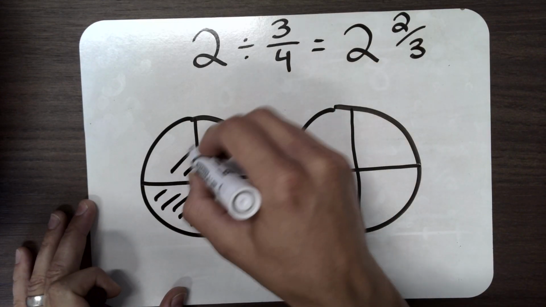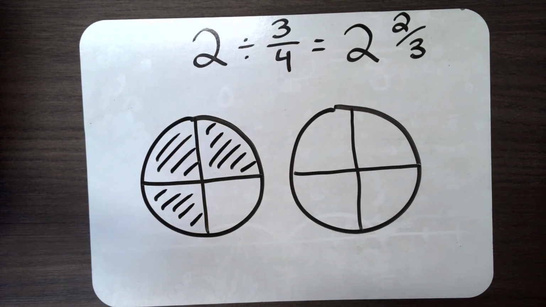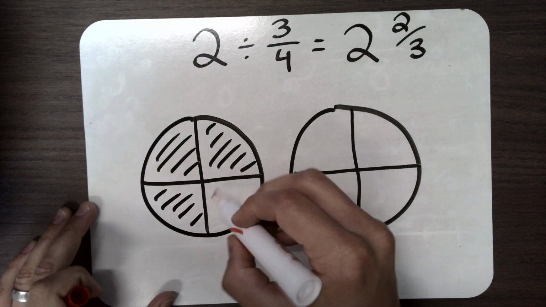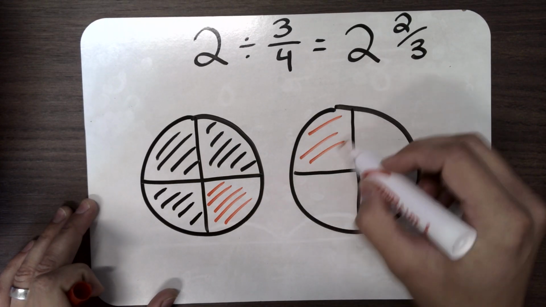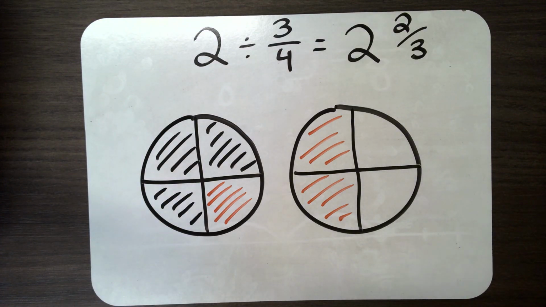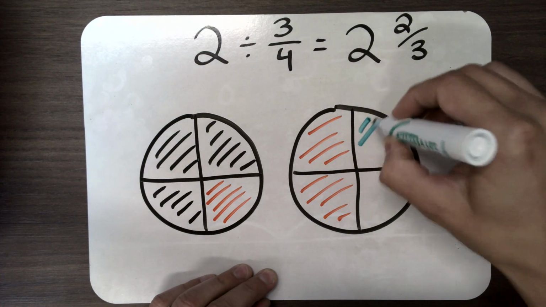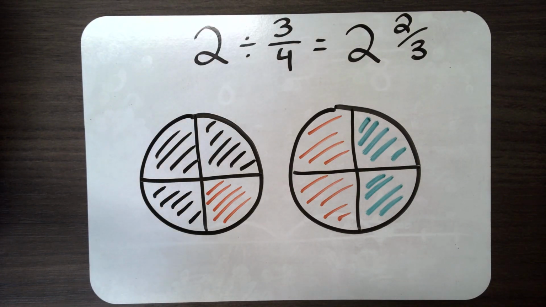So again, you can color these in or use letter labels. Okay, so that black group is one group that has a size of 3 fourths. I have one piece, a second, and a third. So that has a size of 3 fourths. And then my green part over here has 2 of the 3 pieces that I would need to make a group with a size of 3 fourths.